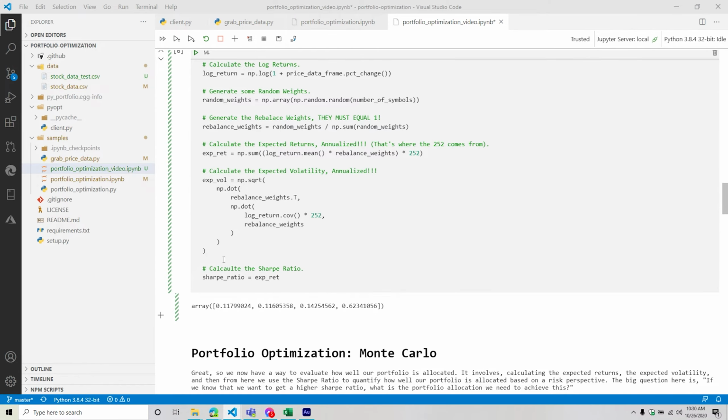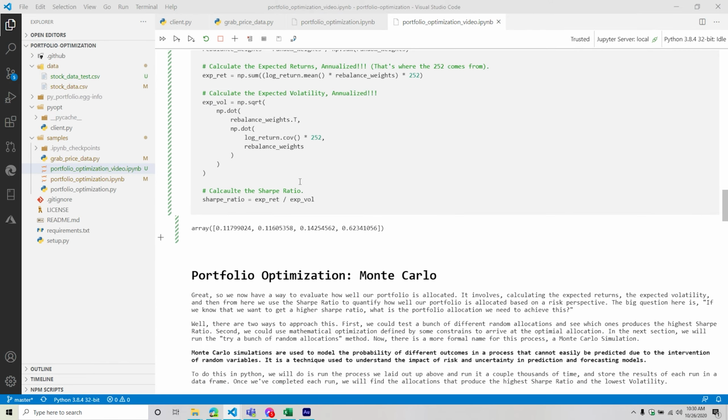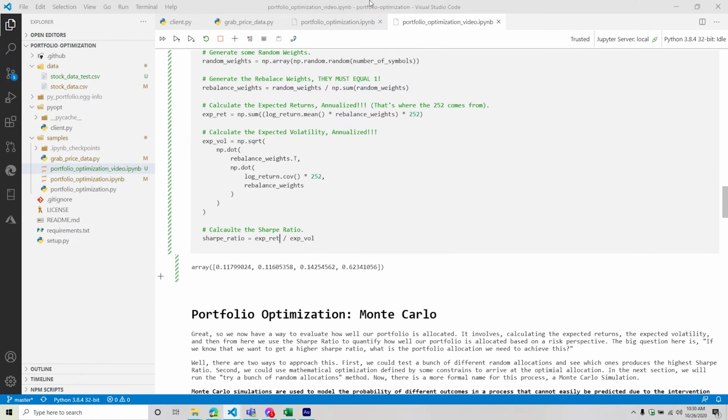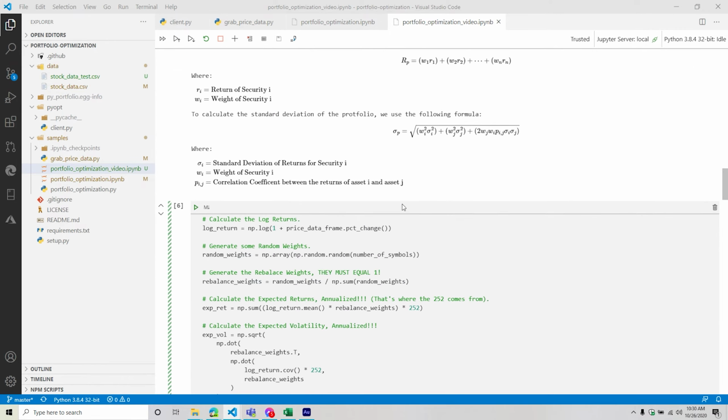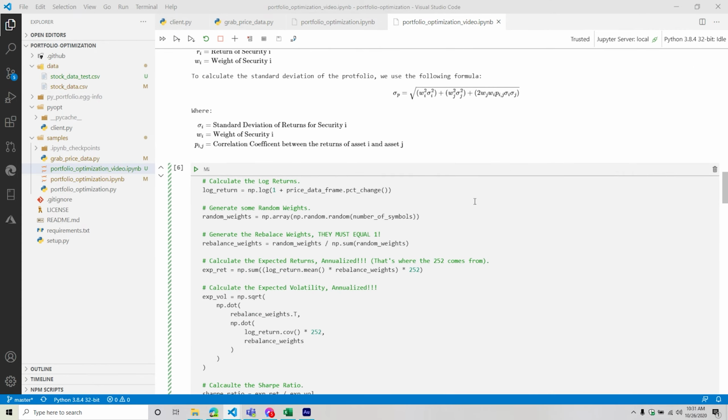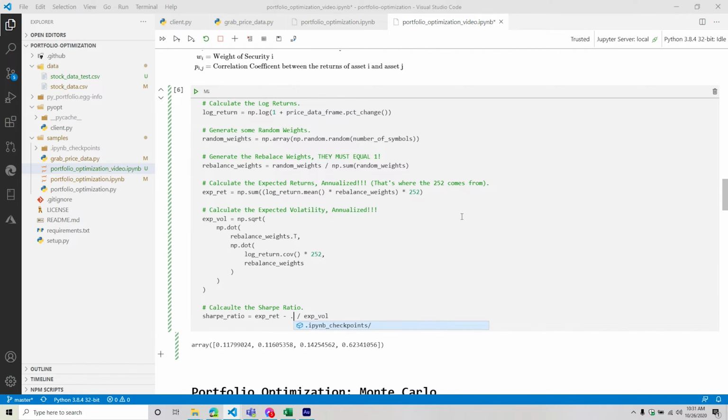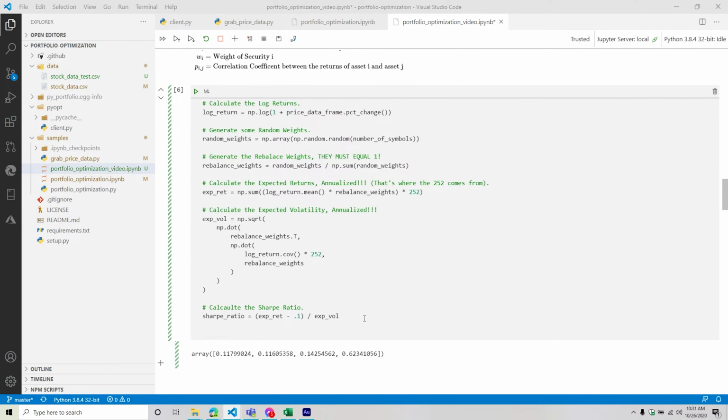But for just the time being, we're going to do expected returns divided by the expected volatility as well. So you could also add in the risk-free rate if you wanted to. So you could do something like, I don't know, maybe 1% or something like that. And then what do we get for our Sharpe ratio? Well, we'll take a look at that in a second.